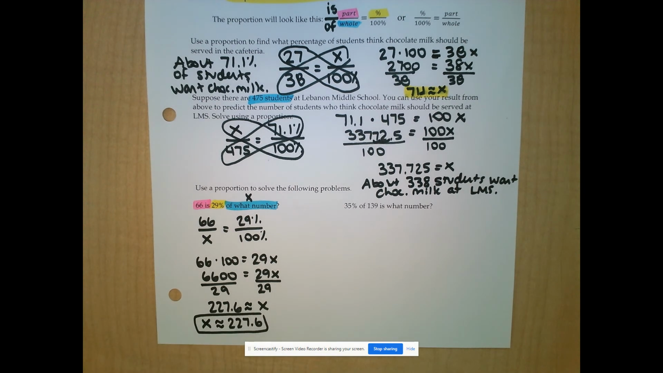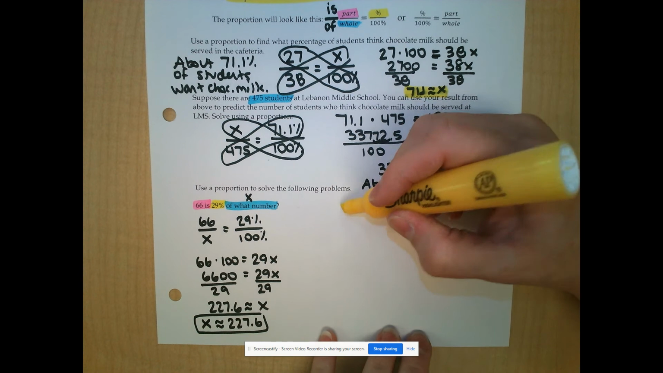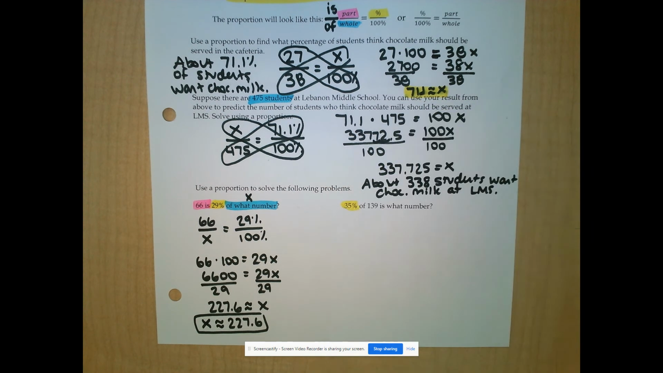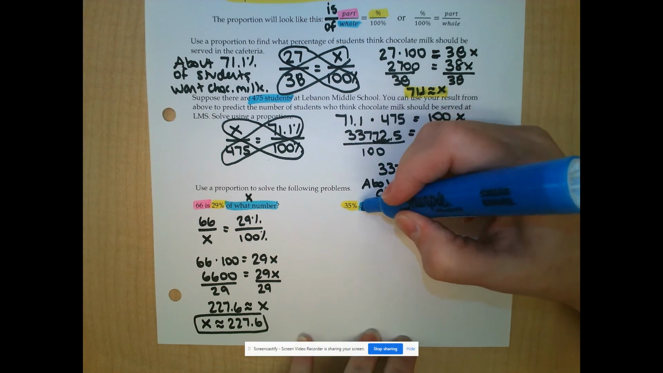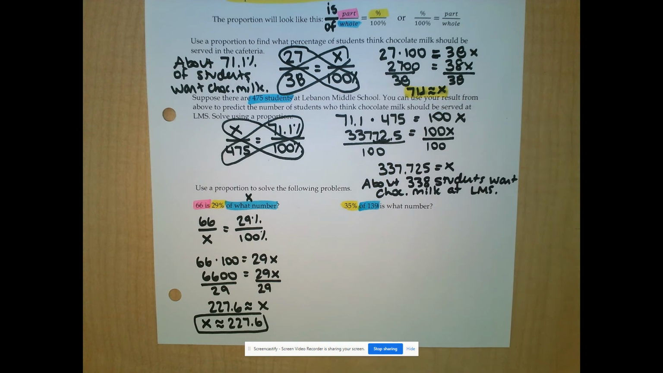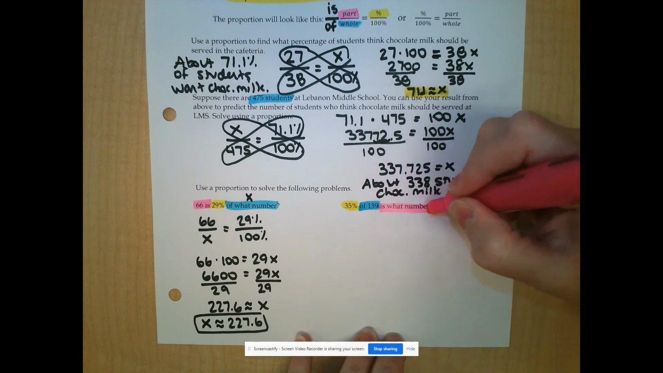We also have a second question there. 35% of 139 is what number? Gets a little tricky. So let's start with the percent because there's a percent symbol with that number. Next comes of 139. So that's our whole. The thing we don't have, the is number, is what number?